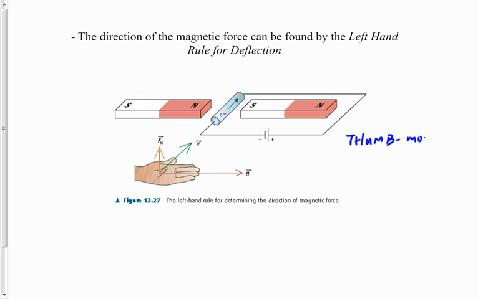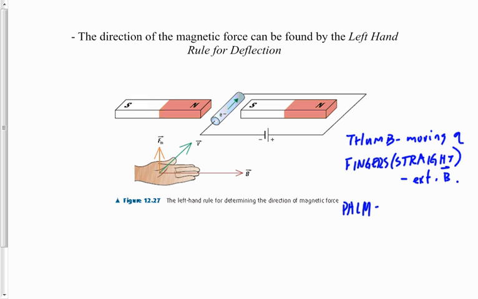So if your thumb goes in the direction of the moving charge, your fingers, which are straight this time, right, not bent, straight, are in the direction of the external magnetic field. It's the magnetic field caused by the magnets or caused by the earth or caused by whatever. And your palm will automatically point in the direction of the magnetic force.